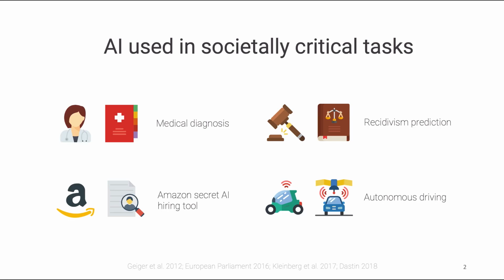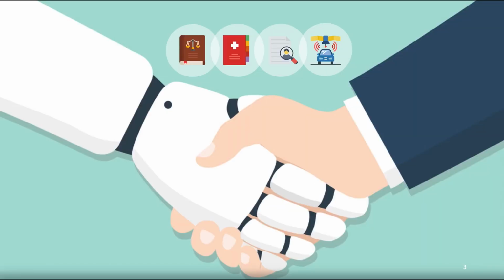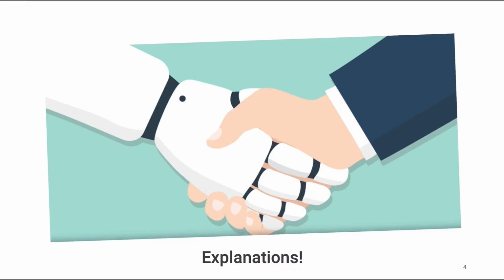Thanks to its superior predictive abilities, machine learning has increasingly made its way into our lives, especially in societally critical tasks such as medical diagnosis, recidivism prediction, hiring processes, and autonomous driving. In order to unlock the full potential of AI and truly benefit our society in critical tasks, we need AI to effectively collaborate with humans and enhance human performance. And the important ingredient of this process is explanations.